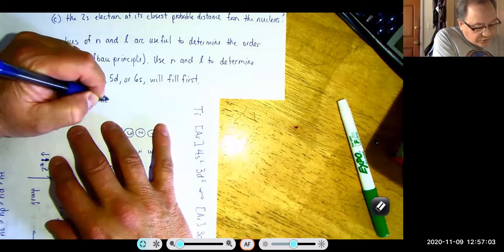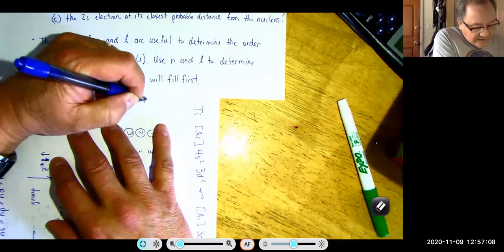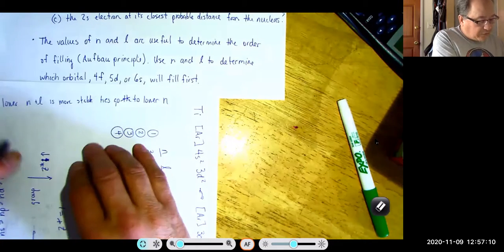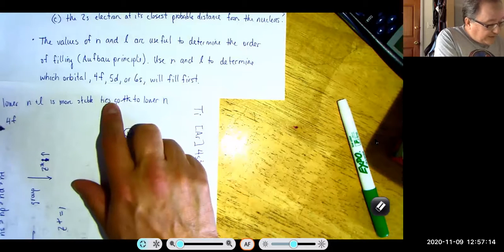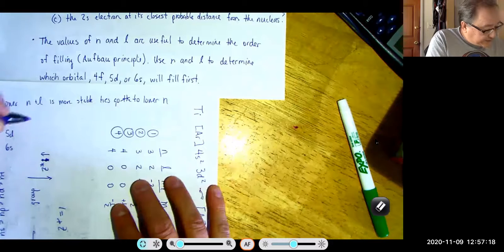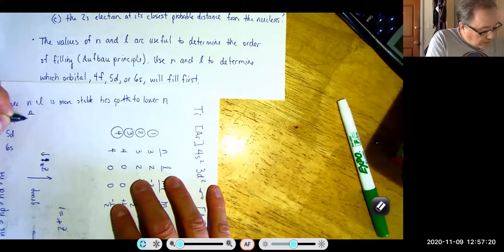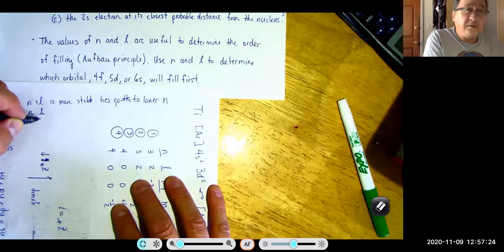Ties go to the lower N. So if we look at 4F, 5D, and 6S, 4F is N4, L is 0, 1, 2, 3, so 3.